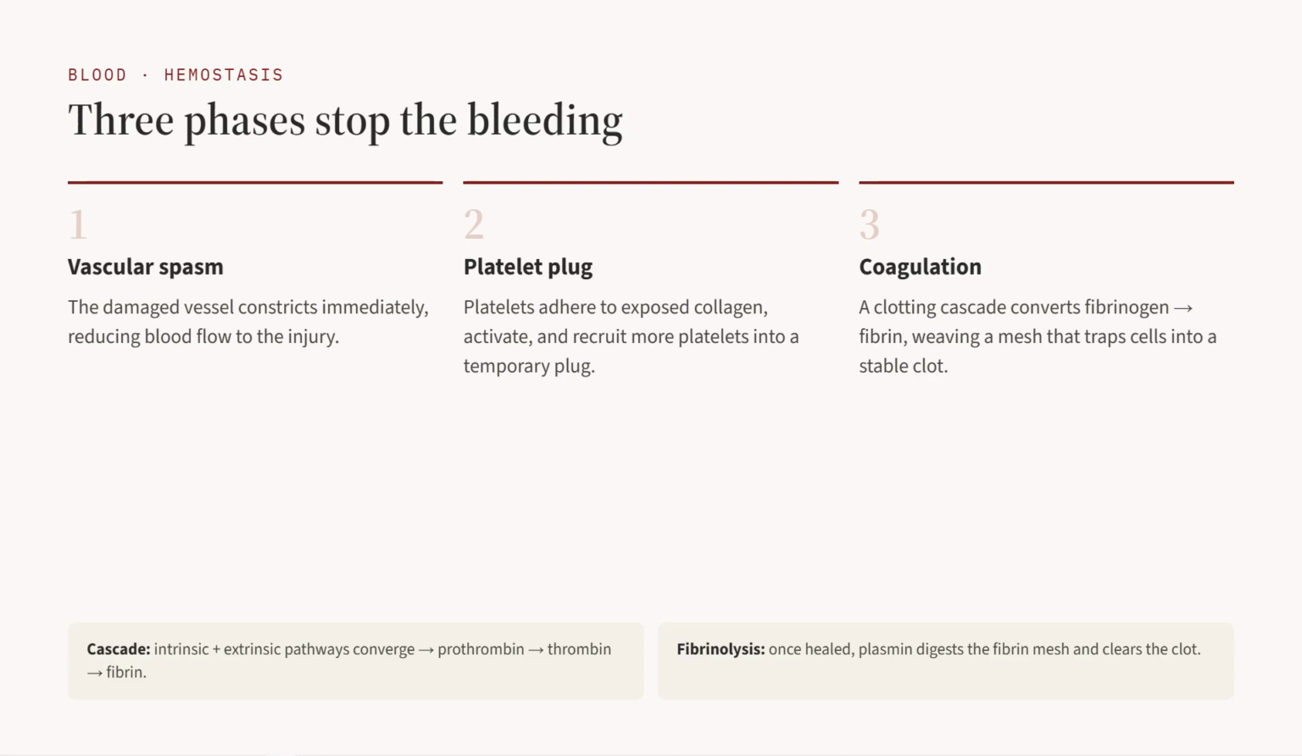Phase 3, coagulation. A cascade of clotting factors converts the soluble protein fibrinogen into fibrin, a mesh of threads that traps cells and forms a stable clot. That cascade runs through 2 pathways, intrinsic and extrinsic, that converge to make thrombin, which makes fibrin. And once the vessel has healed, a process called fibrinolysis uses the enzyme plasmin to dissolve the clot and clear it away.